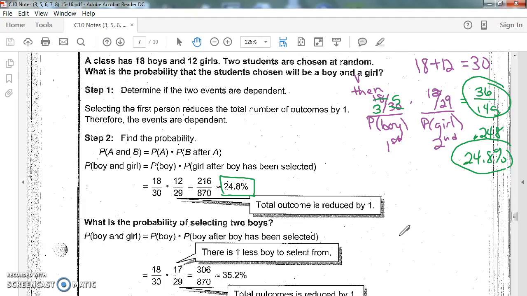This would be the same, this 18/30ths, we'll leave it as 3/5. We've already done it. That's the probability of selecting a boy first. Now that boy is no longer available for selection. He's already been picked, so we would leave him out of this next piece. Now there are only 29 students to choose from, and only 17 of them are boys, so that's where the 17/29 came from. And you can do the math here on the rest of that one if you'd like to verify their answer.